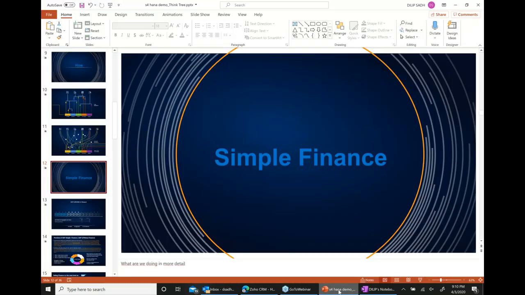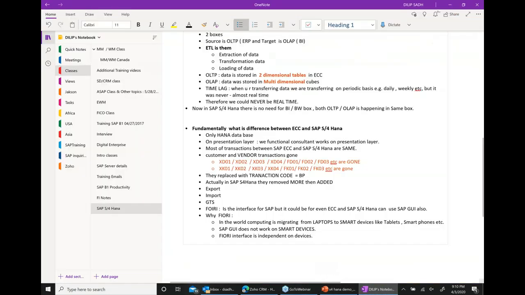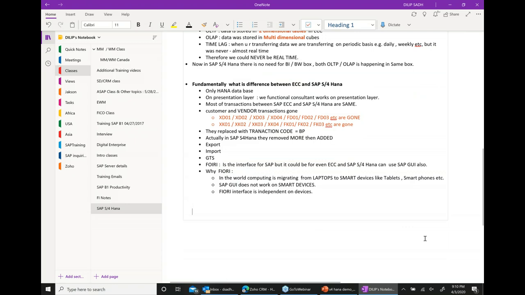Okay, so here is the thing, though. I still have to talk about simple finance and simple logistics. I planned for 1 hour, and we are already at 1 hour and 10 minutes. I need at least 1 more hour to describe this in more detail. A lot of people ask me, sir, what is simple finance? What is simple logistics? But I need 1 hour.